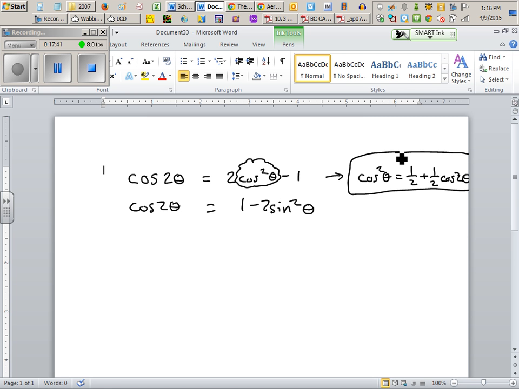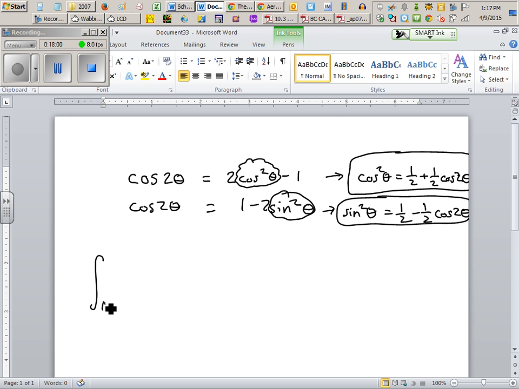The second one, if we use it to solve for sine squared, we can get a similar thing. So sine squared is 1/2 minus 1/2 cos 2 theta. This will help us replace the sine squared if we ever need to. On this particular problem, we were trying to solve this integral. It had a sine squared 2 theta. I can't integrate that. Maybe by parts or something, but that's no fun. So let's just change it.